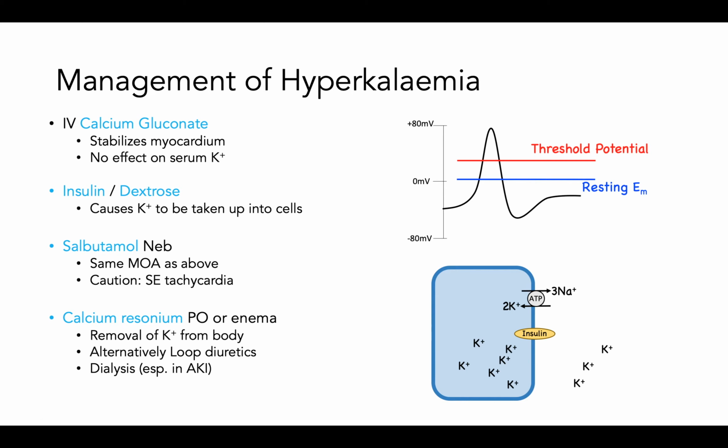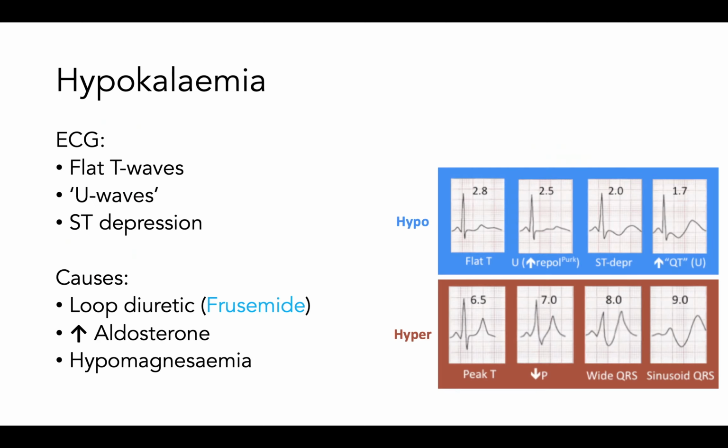Another way of doing this is by giving loop diuretics, which inhibit the resorption of potassium along with sodium and 2 chlorides in the thick ascending limb. But do be aware that a lot of these patients are only hyperkalemic in the first place because they have kidney pathology, particularly AKI, and for these patients you can give as much loop diuretic as you want, but you're never going to make their kidneys excrete potassium properly. So for these patients it's very important to get them on renal replacement therapy early on, particularly hemodialysis.